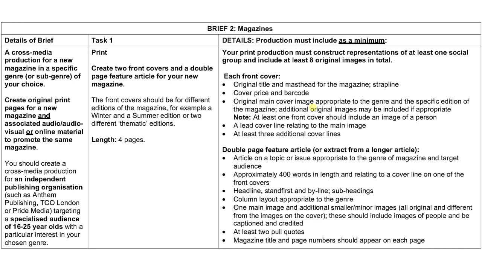So, the original cover image has to be appropriate to the genre and the specific edition of the magazine. You have to have at least one image on the front cover. You may want more. Depends on the style of the magazine you're going for. At least one of your front cover images should be a person. Personally, I'd recommend them both being a person, and they should be different people on each front cover. They can't be the same person.